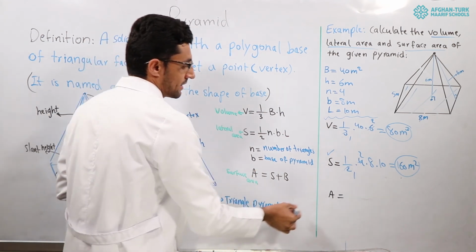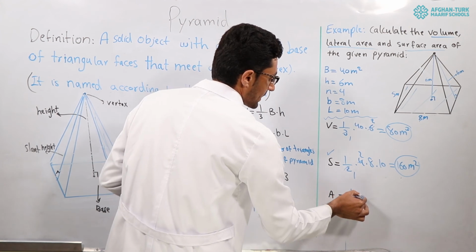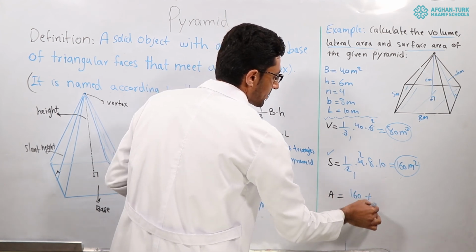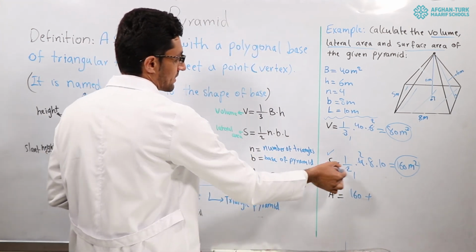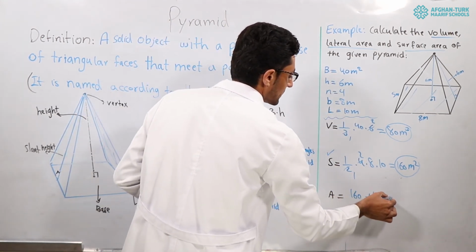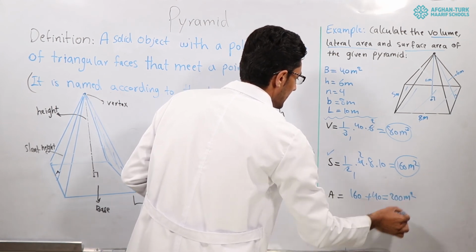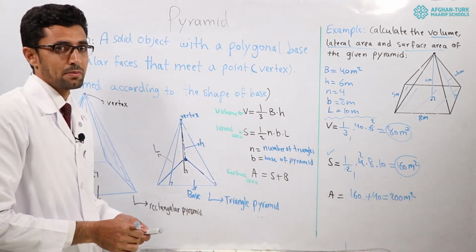And what is A? S plus B. How much is S? 160. Plus, how much is B? Here we have 40. It will be 200 meters square. Don't forget, practice makes perfect.